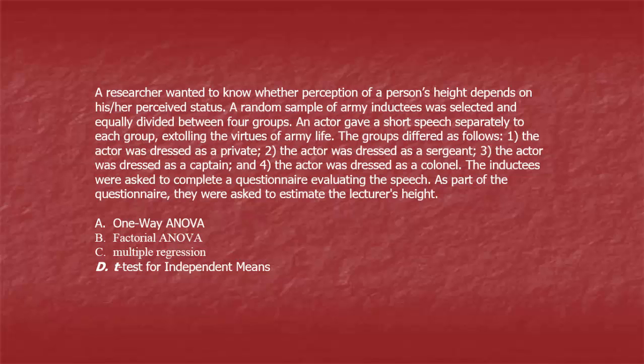Does factorial ANOVA make any sense? You'd use factorial ANOVA when you have more than 1 independent variable, more than 1 categorical independent variable. Actually, we don't have that here either for the same reason I just said. All of those 4 levels are really just one thing, 1 variable that's varying. It's status level. So we don't have more than 1 independent variable. So it is a one-way ANOVA.